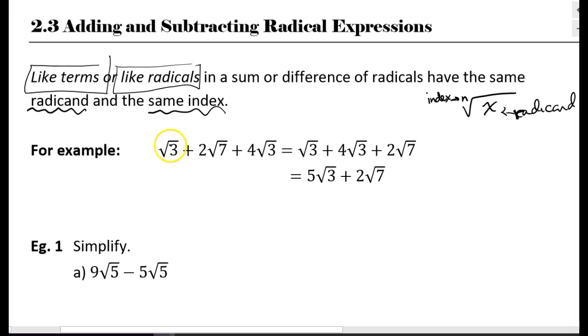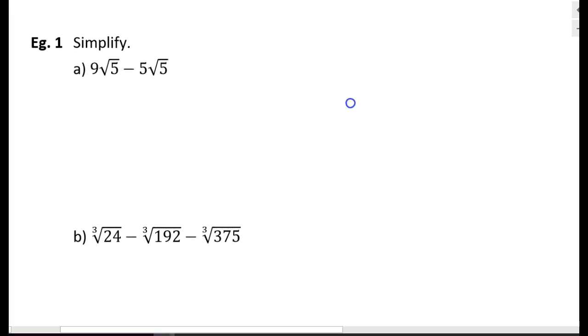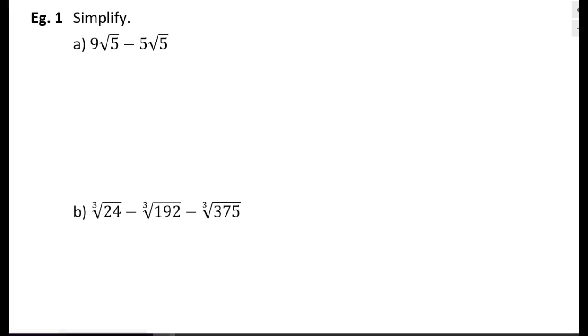So when we look at this example here, we see that we've got root 3 and root 3 here. Root 7 is different, and so we won't be able to combine those together. So it's rearranged. This is a step you can skip if you want. But the key idea is to say 1 plus 4 is 5 root 3's, and then just 2 root 7's are left over separately. So always looking for like radicals.